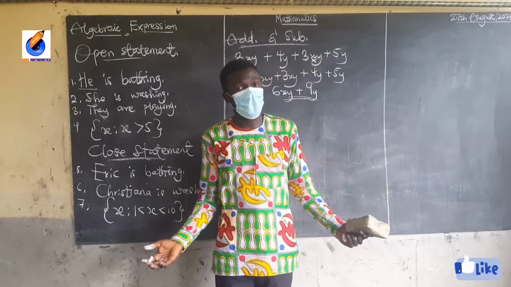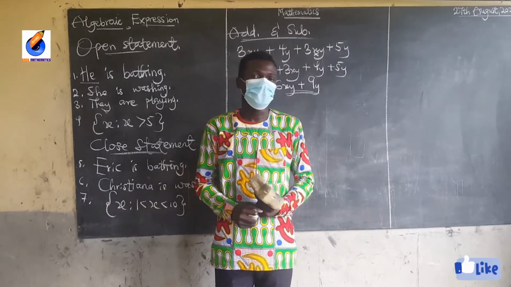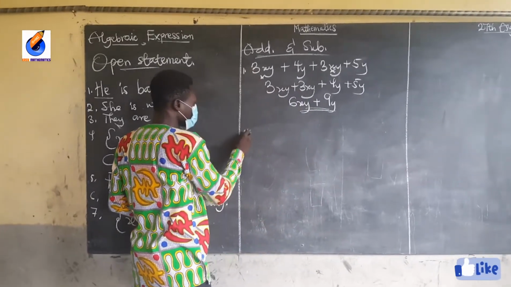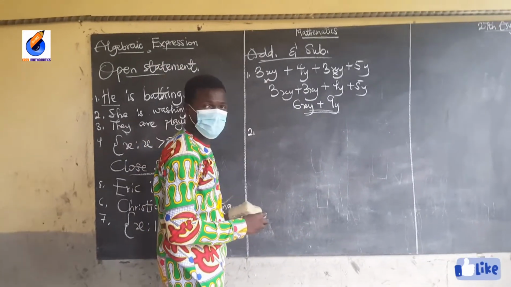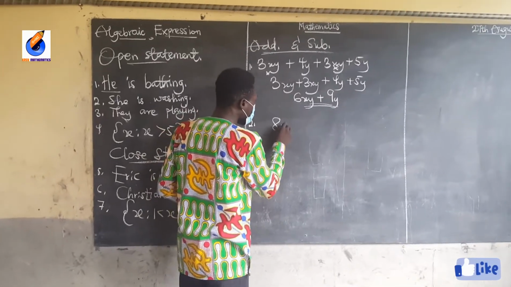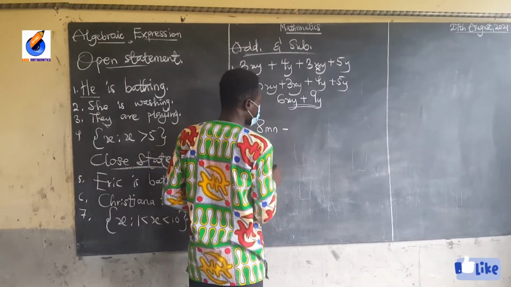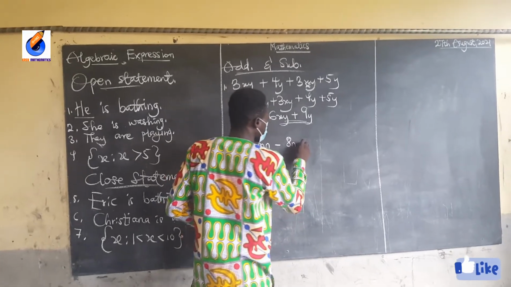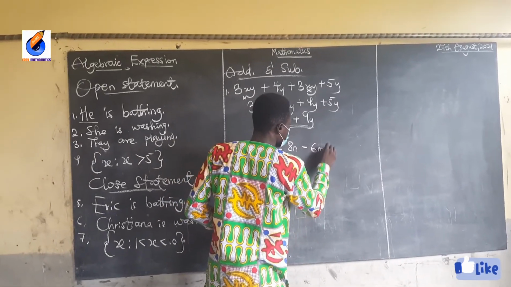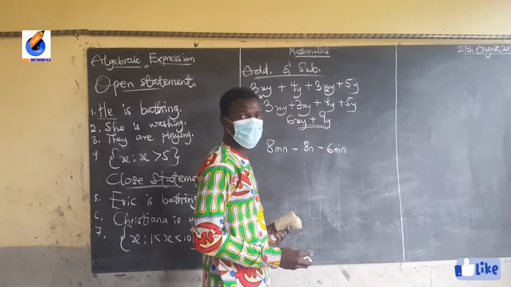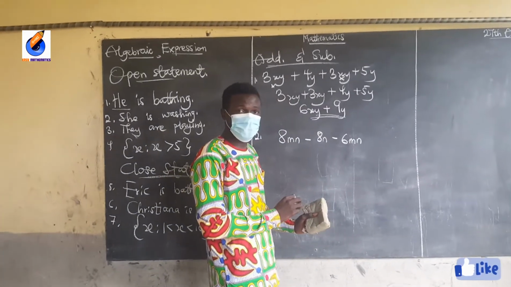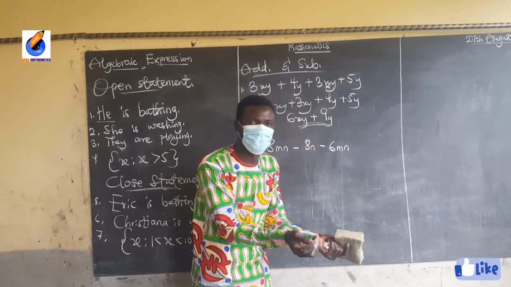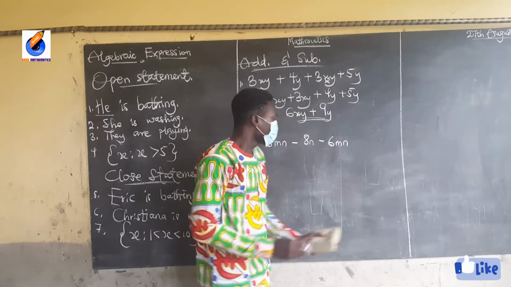When it comes to subtraction too, you subtract just as we do our normal subtraction. So if we have to simplify something like 8mn minus 8n minus 6mn, we have to simplify this. So you group like terms. The numbers with the same variables are called like terms. So we group them at one side.